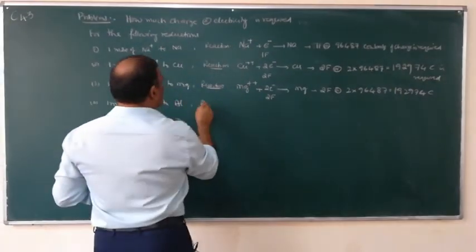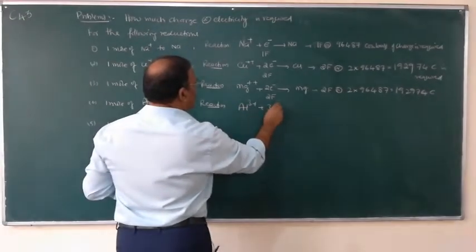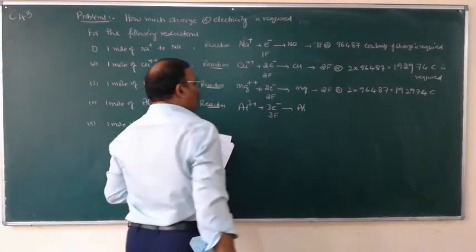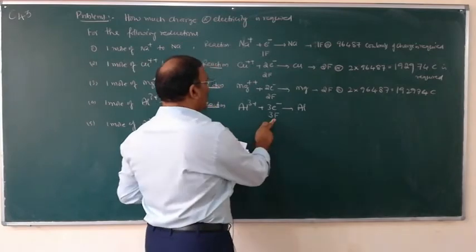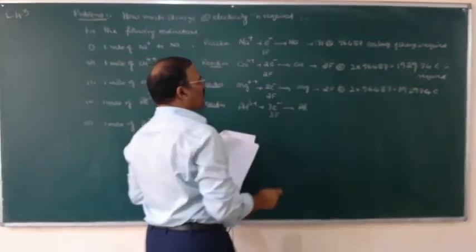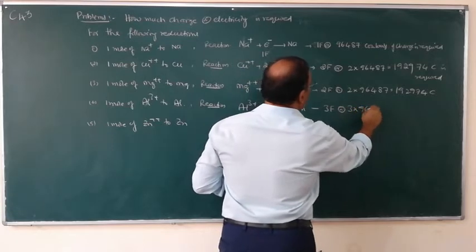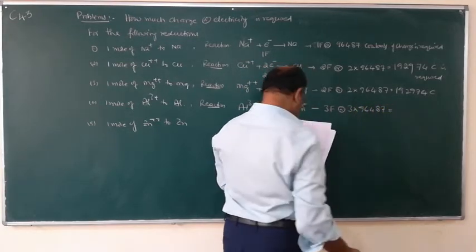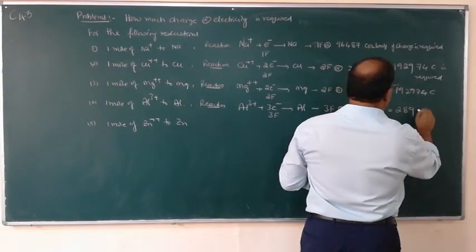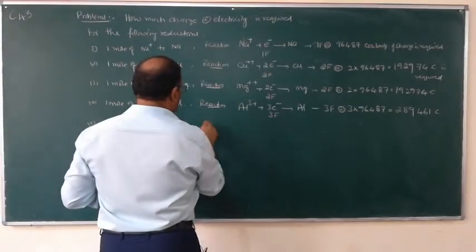So here it is a trivalent reaction. You have to write Al3 plus 3 electrons. You will get Al. How many Faraday of electricity is required? 3 Faraday. 3 moles of electrons, 3 Faraday, 2 moles, 2 Faraday, 1 mole, 1 Faraday. So this is 3 Faraday or 3 into 96,487. That is equal to 289,461 coulombs.